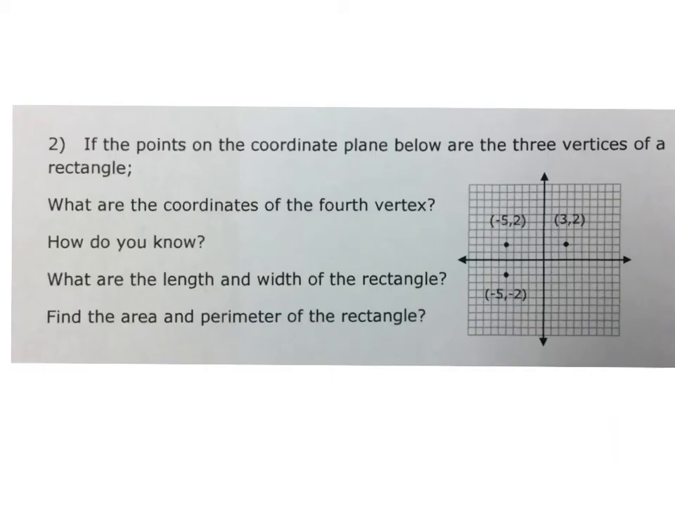So let's move on to question 2. If the points on the coordinate plane below are the 3 vertices of a rectangle. First question says, what are the coordinates of the 4th vertex? So I know that it has to be even with my current vertices, so that means that it would have to be at 3, and it would have to be down to -2. How do you know? Well, we graphed it using our other points.